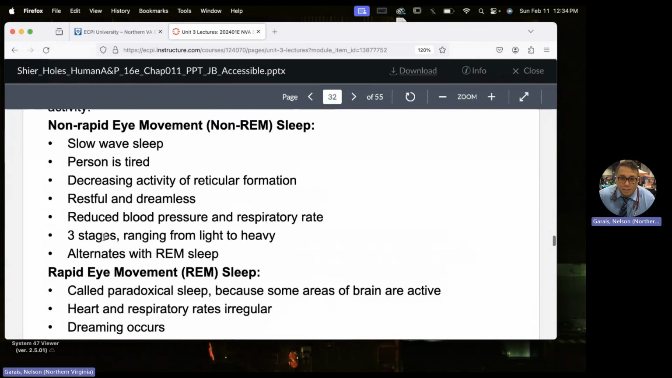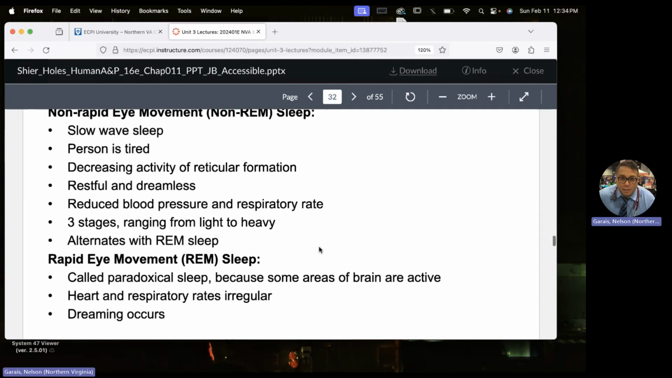Non-rapid eye movement sleep, that's what? The three stages. It goes, you're tired, right? Decreasing activity of your RAS, right? But there are no dreams. You're going to have a reduced blood pressure and reduced respiratory rate, and that makes sense. You're about to go to sleep, right?